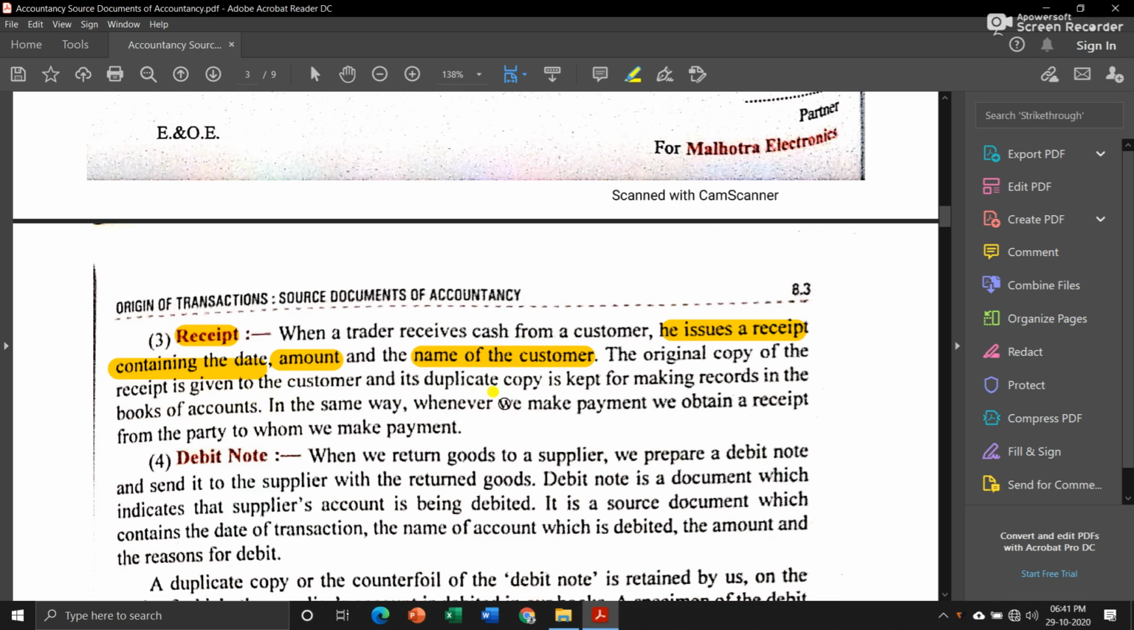In the same way, whenever we make payment, we obtain a receipt from the party to whom we make payment. Similarly, when you are receiving cash from your customer, you issue a receipt. And when you pay cash to your supplier, that supplier will give you a cash receipt.